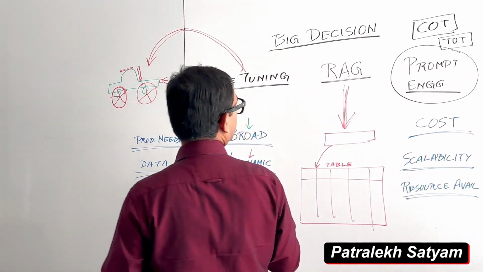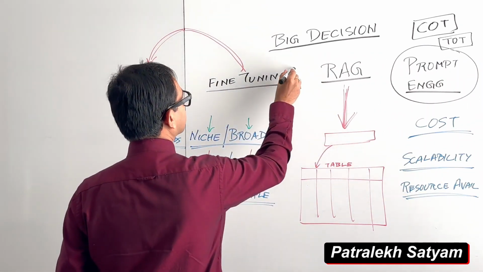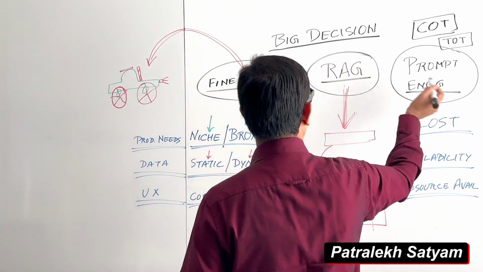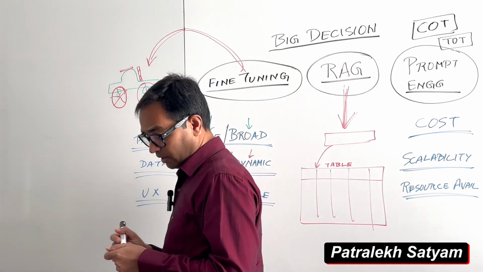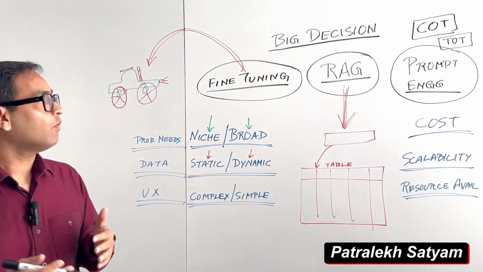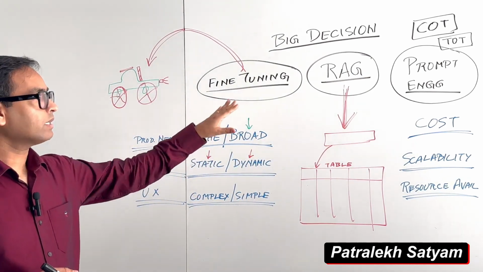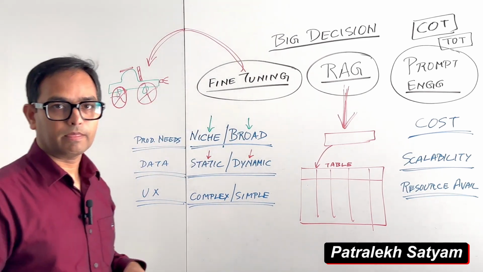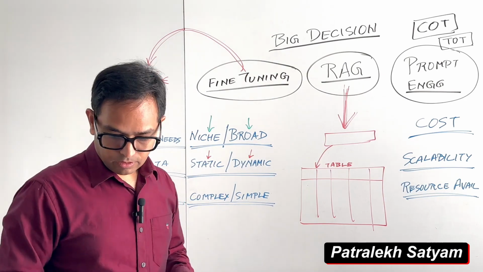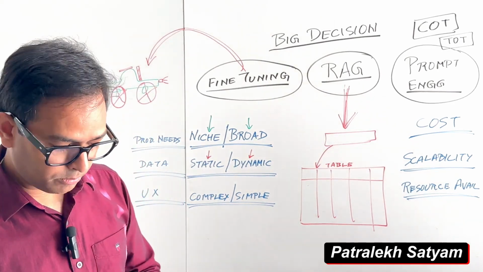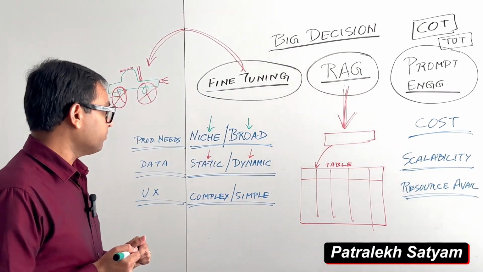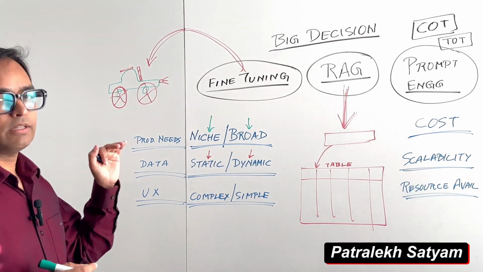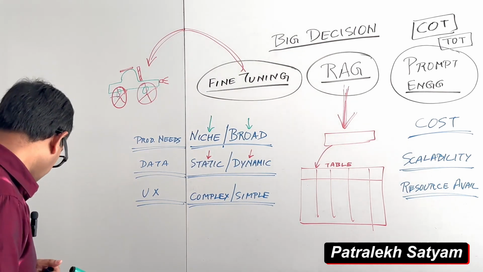Okay, so now we have learned about what is fine tuning, what is RAG, and what is prompt engineering. Now, who should be involved in making a decision on what should be there in the next product that we are building? There are a lot of players that have to be in the room, and based on everyone's inputs, you will finally be deciding what goes into the solution.